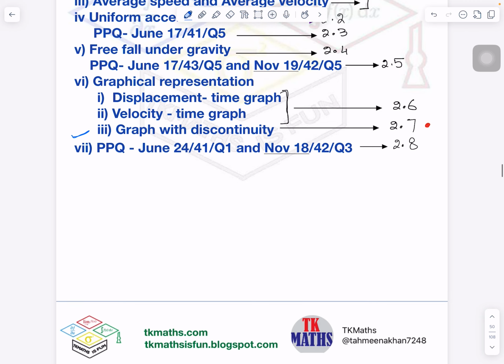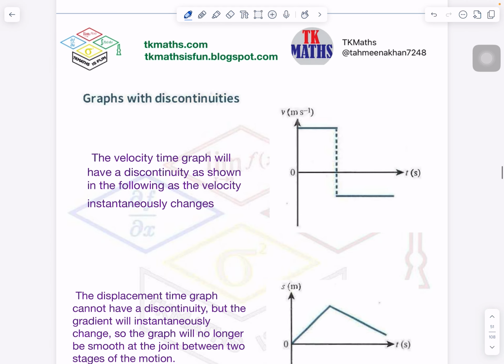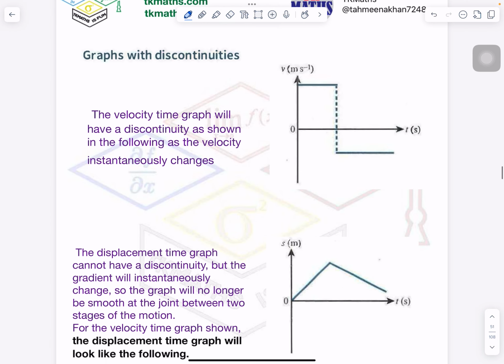So let's continue. It is 2.7 lesson. Graph with discontinuity. If you see the velocity time graph here and the displacement time graph here, this displacement time graph is the representation of the velocity time graph.